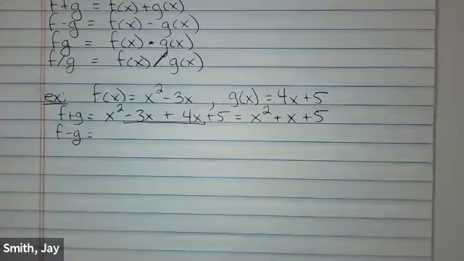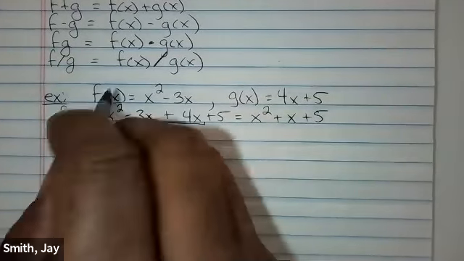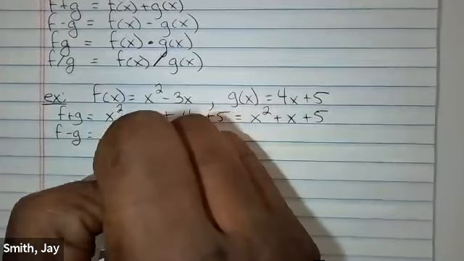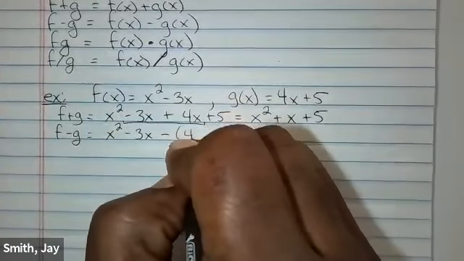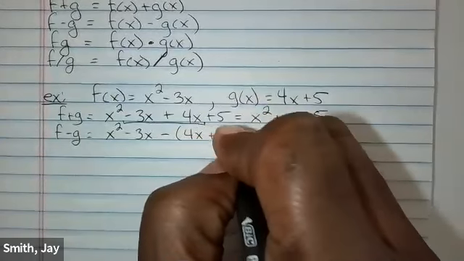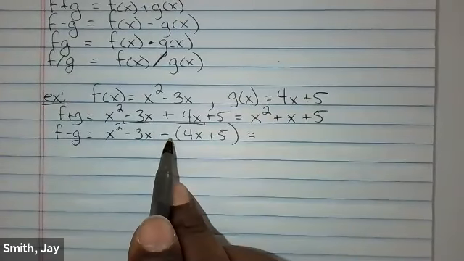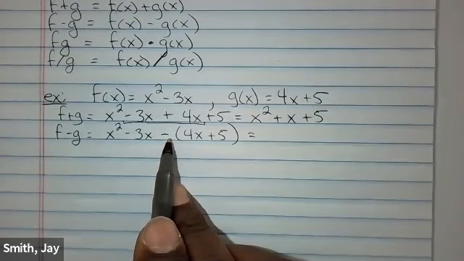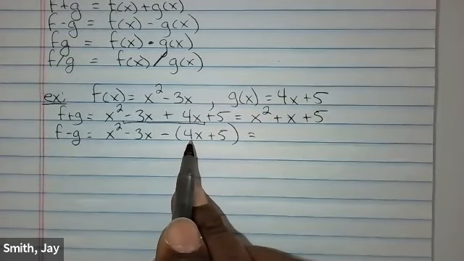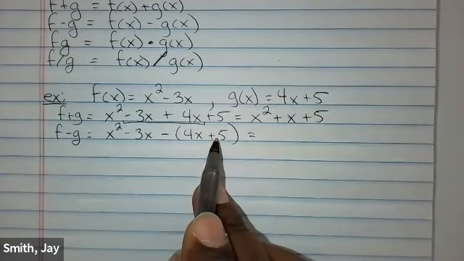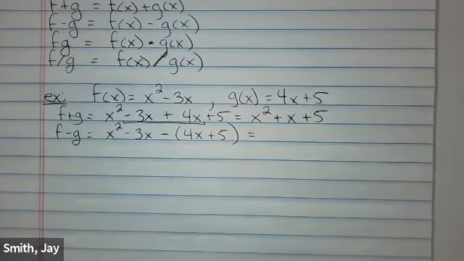The next operation that we need to find, f minus g, or f of x. Once again, that's x squared minus 3x, minus g of x, which is 4x plus 5. Note that this time, when I'm subtracting g of x, I did put it in parentheses. Whenever you're subtracting a quantity, I do suggest that you put it in parentheses, because the most common mistake that I see is that people have a tendency to forget that there's an understood negative 1 in front of the parentheses. Or another way of wrapping your mind around that concept, we're subtracting every element inside the parentheses.